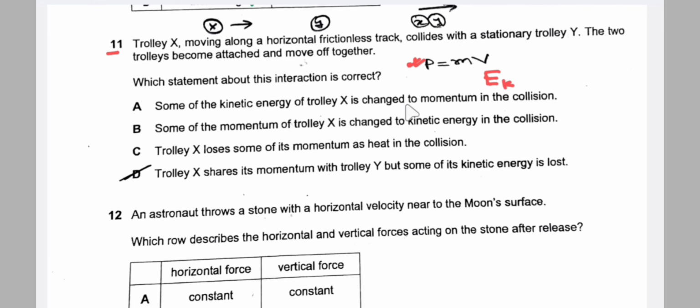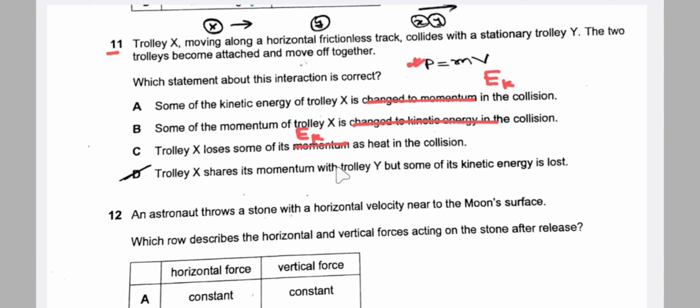Sum of the kinetic energy of trolley X is changed to the momentum in the collision. So this is not changed to the momentum, it is changed to the kinetic energy of Y. Since Y was stationary and now Y is moving, some of the kinetic energy of X is changed to the kinetic energy of Y. Some of the momentum of X is changed to the kinetic energy in the collision. This is wrong because momentum is always conserved, it is not converted to energy. Trolley X loses some of its momentum as heat in the collision. It is not momentum, it is kinetic energy. That is, trolley X loses some of its kinetic energy as heat in the collision, since it is not an elastic collision, as it is not mentioned.